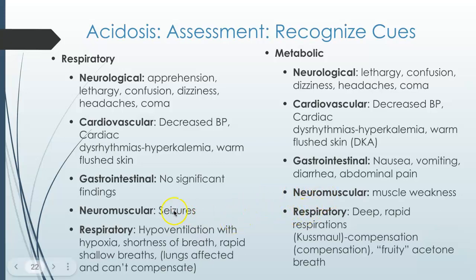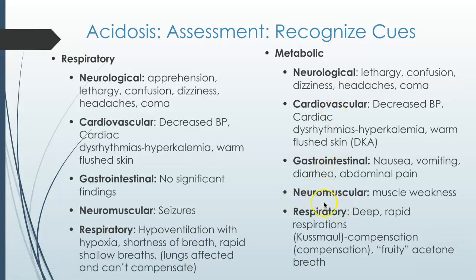And then for respiratory, we're going to have hypoventilation, and that's what's actually causing this respiratory acidosis, right? We're breathing shallow, which is causing us to retain that CO2. So with that, we can have hypoxia, shortness of breath. They could have rapid, shallow breaths, but the bottom line is that they are not going to be blowing off that CO2. So the lungs are what's actually affected, and they can't be the ones to compensate. It would have to be the kidneys that compensate for the opposite thing.